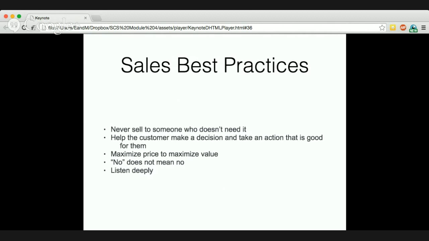Do you know what I mean by that? Listen deeply. The best salespeople will have a conversation, and their prospect will feel like they've never been listened to as deeply as that. That the salesperson was there asking questions, and he was 100% listening and focused, and he was caring, it was empathetic. Listen deeply.